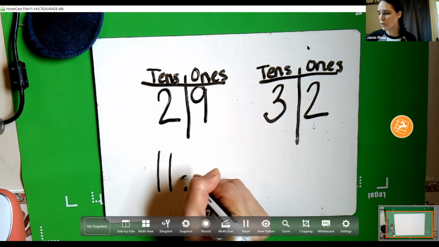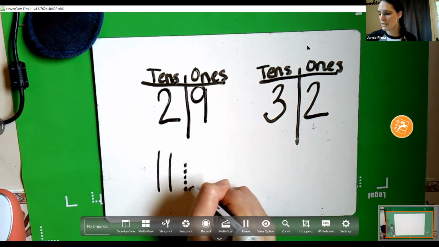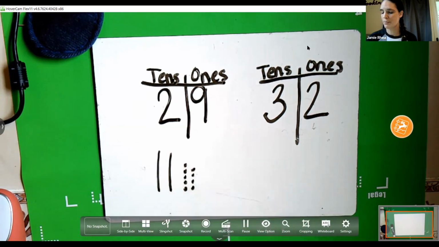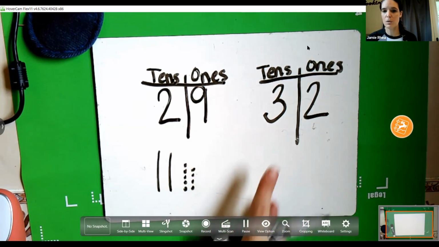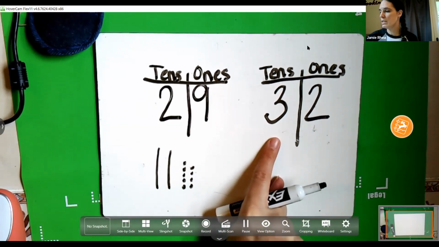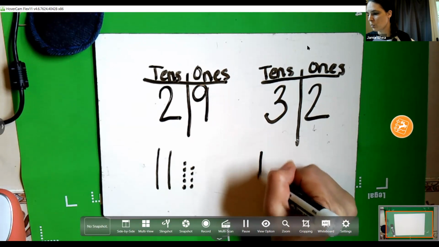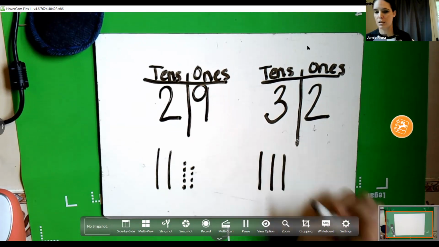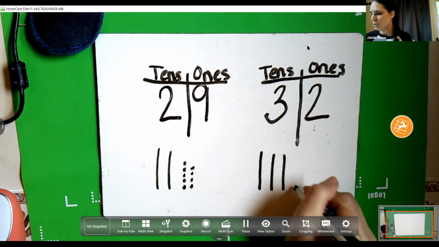1, 2, 3, 4, 5, 6, 7, 8, 9. Now let's come over here. How many tens do I have? I have 3 tens. So just draw 3 quick tens. 1, 2, 3. How many ones do I have?